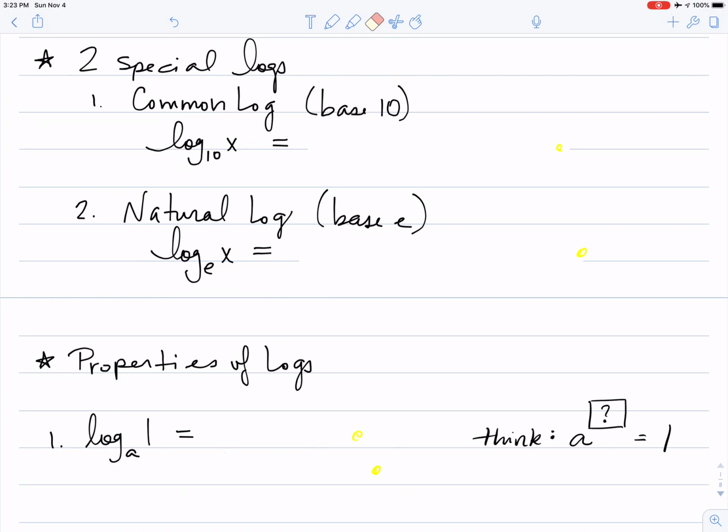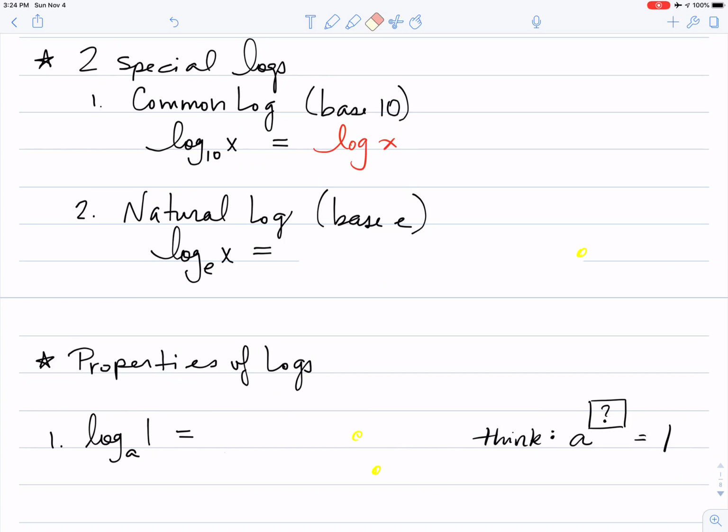The common log always has a base of 10. And so you see here that I've written log base 10 of x. Now, here's the thing. When we write the common log, we actually never write that base 10. We simply write it as log of x. And that is an automatic clue that this is definitely a base of 10.